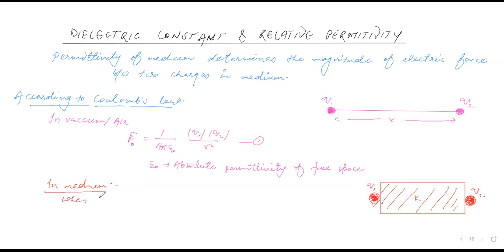When charges are placed in a medium, in this case, F of m is equal to 1 upon 4 pi epsilon, Q1 Q2 over R square. Remember, in the earlier equation we took epsilon naught, but in the medium we take epsilon for the medium. What is epsilon? Epsilon is the absolute permittivity of the medium.